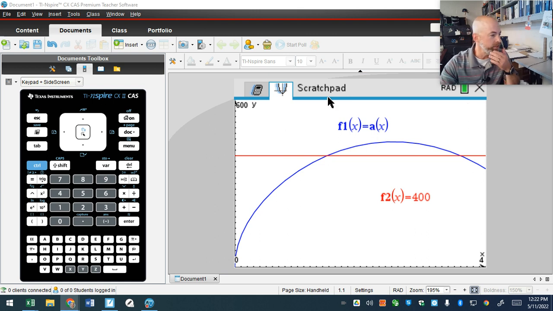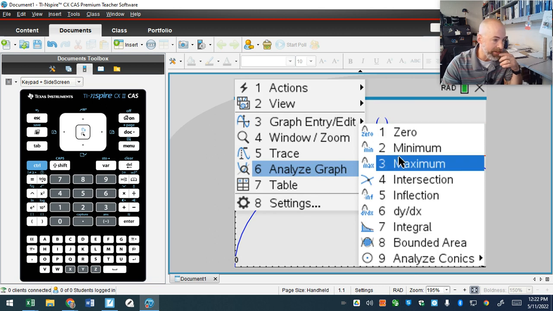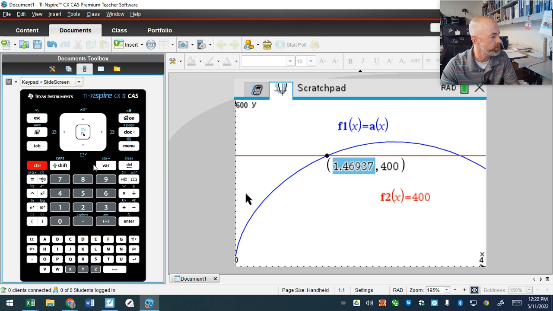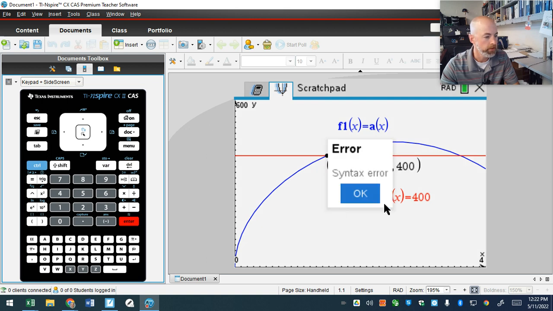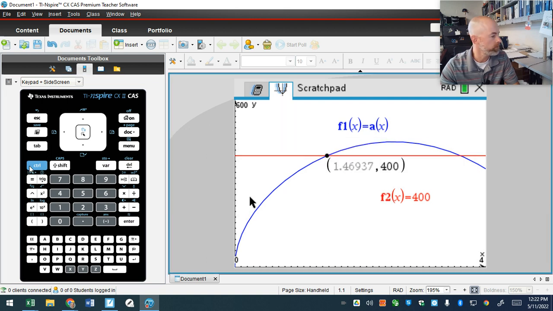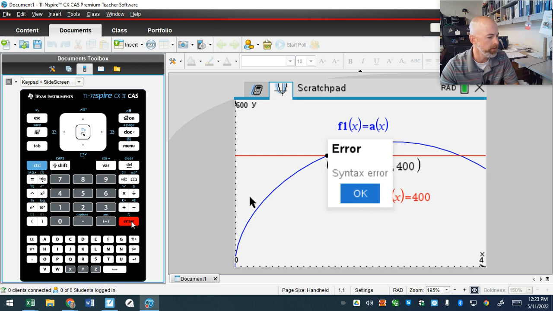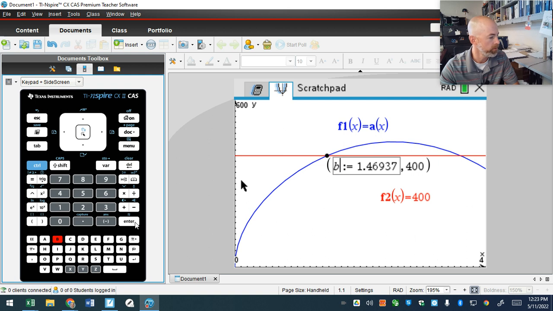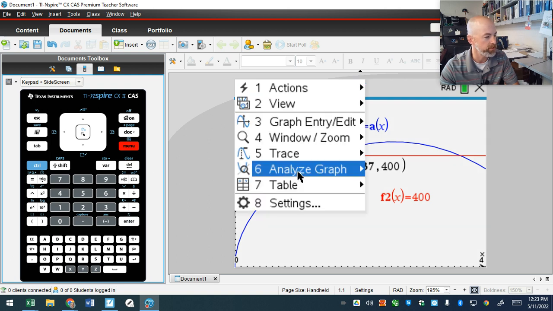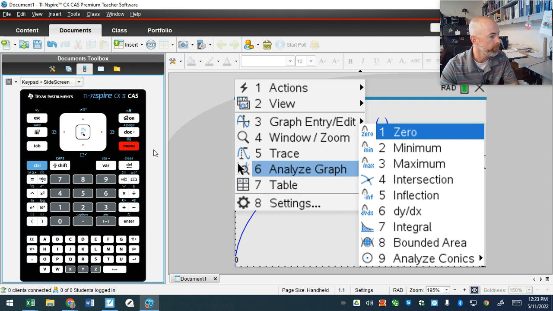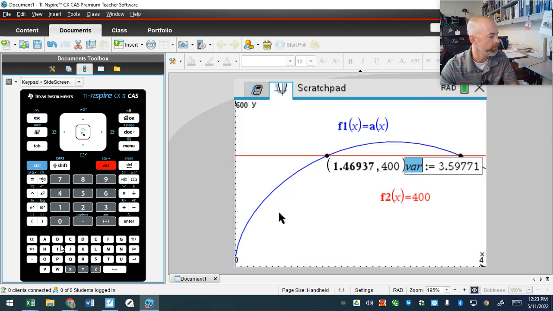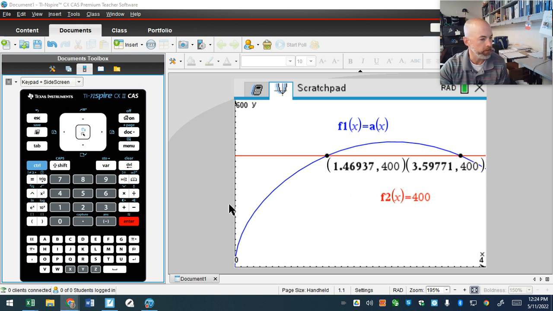Okay, so I'm going to find these two intersections. So menu, analyze, intersection, and there is 1. So I'm going to store that for A. Syntax error, don't give me that. Control store, maybe I can't use A because A is my function. So I'm going to store that for B. Control store for B. There we go. And then I'm going to go ahead and find my other intersection. Menu, analyze, intersection. And I'll store this one for C. Enter. All right, so there are my two intersections.